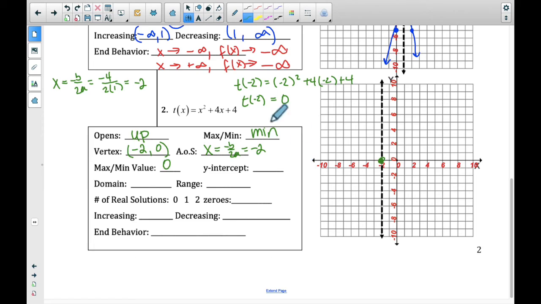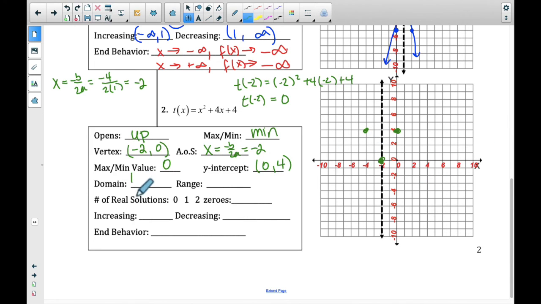Okay, y-intercept. I have to go back to my equation. My y-intercept is just the number on the end there, the c. So that is 0, 4. That's another thing that I can easily plot on my graph. And if I know that, then I can come over to the other side and plot one over there as well.